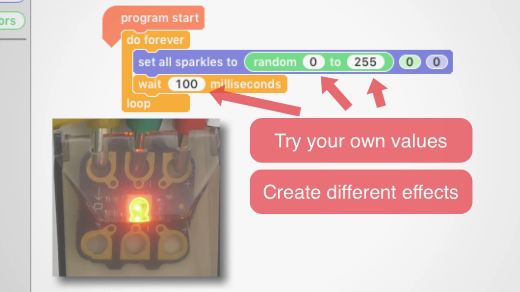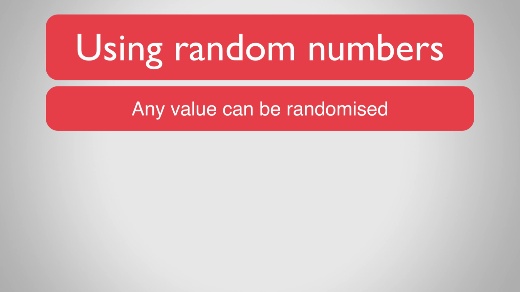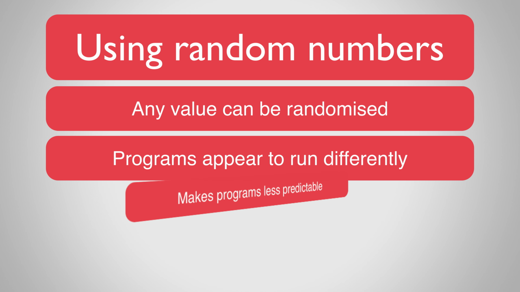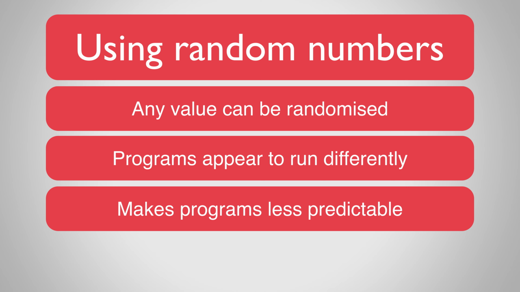So, as you can see, any value in our program can be replaced with a random number generated by the program. This means our programs appear to run differently every single time. Depending upon what you're doing, this can be really useful, as it makes your programs less predictable and appear to be far more natural.